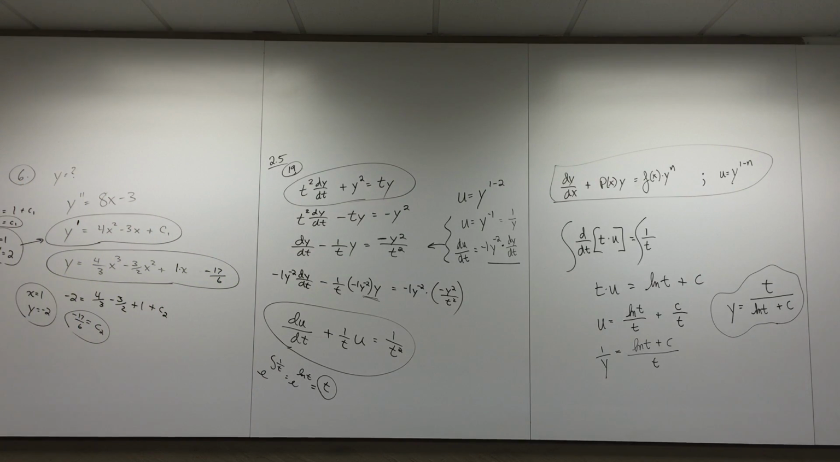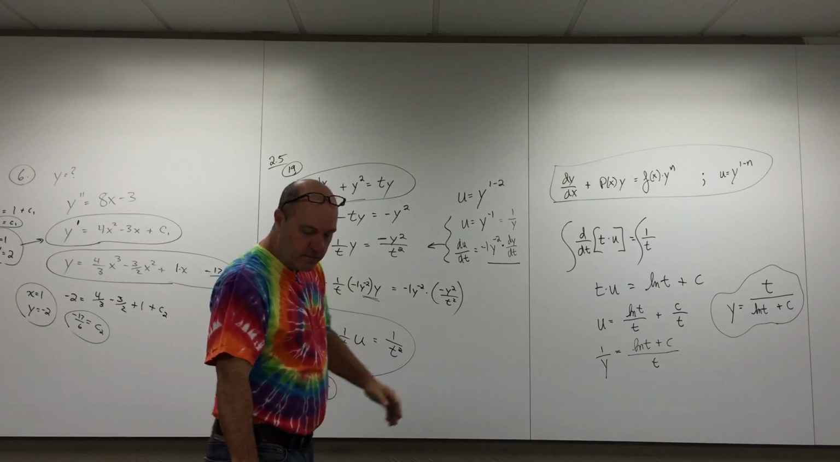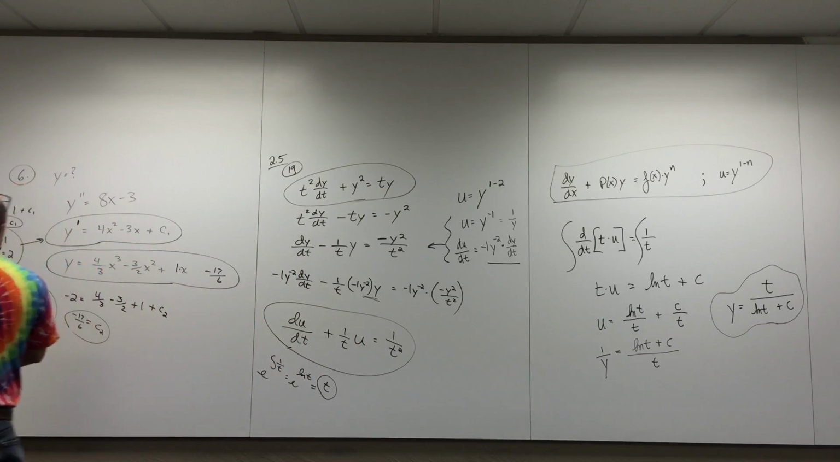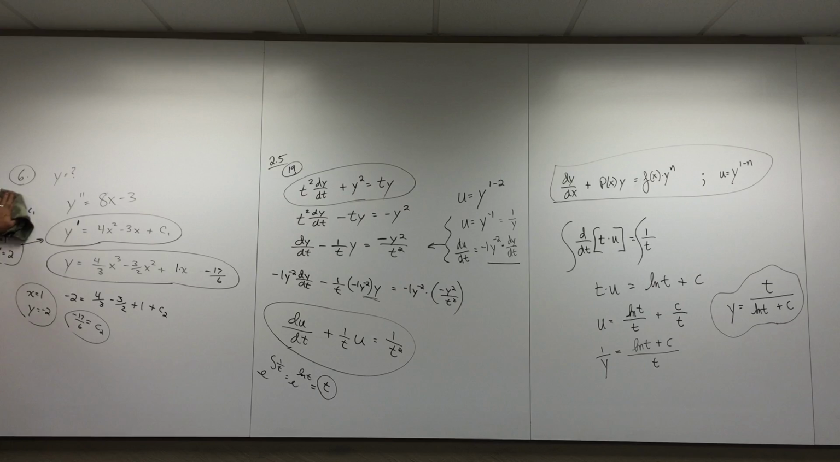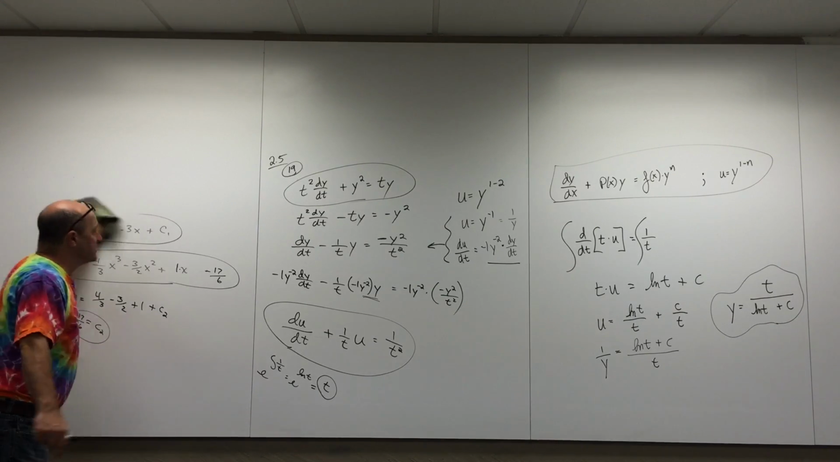All right, I think I integrate both sides now. Integrating this is t times u. Integrating this is the ln of t plus c. I think maybe I divide by t and u is the ln of t over t plus a c over t. That's one way to do it.